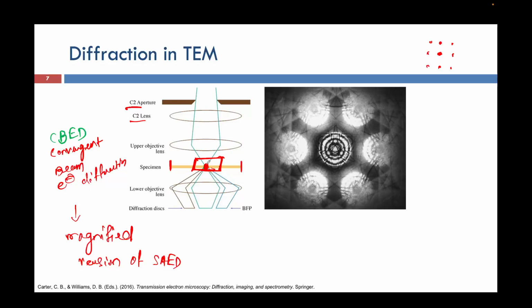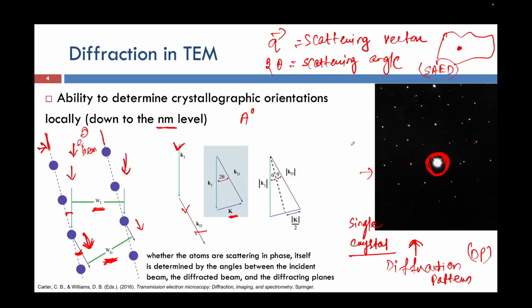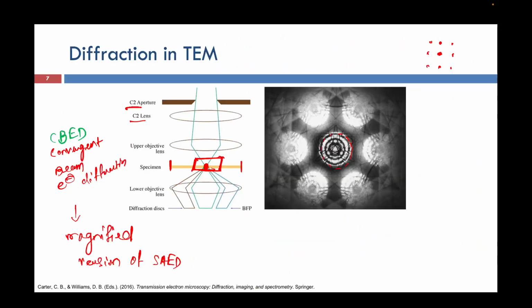So in CBED, you can see what is happening in the central bright spot, and here you can see all the spots and the Kikuchi lines. You can see many lines going through them, and those lines are called Kikuchi lines, which we studied in ACM. Okay, so all these things you can now see in magnified version. However, you could not see all these things in selected area electron diffraction. But if you go for CBED, convergent beam electron diffraction, you are able to see those spots.